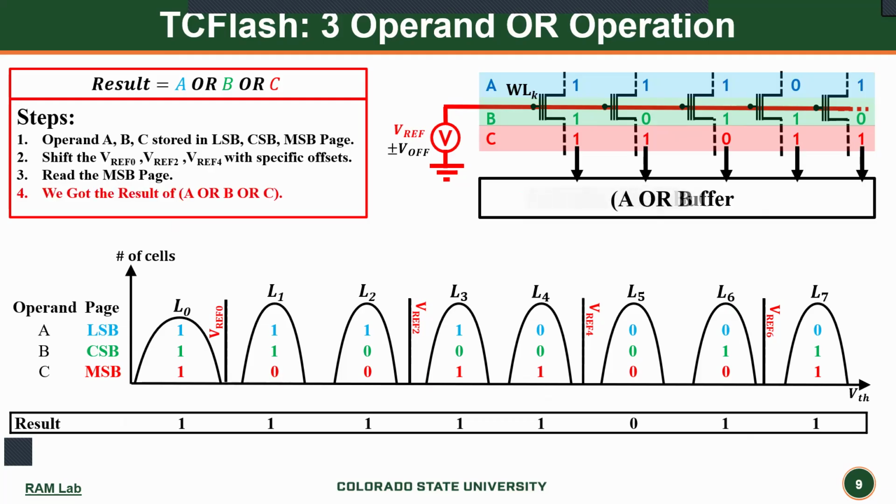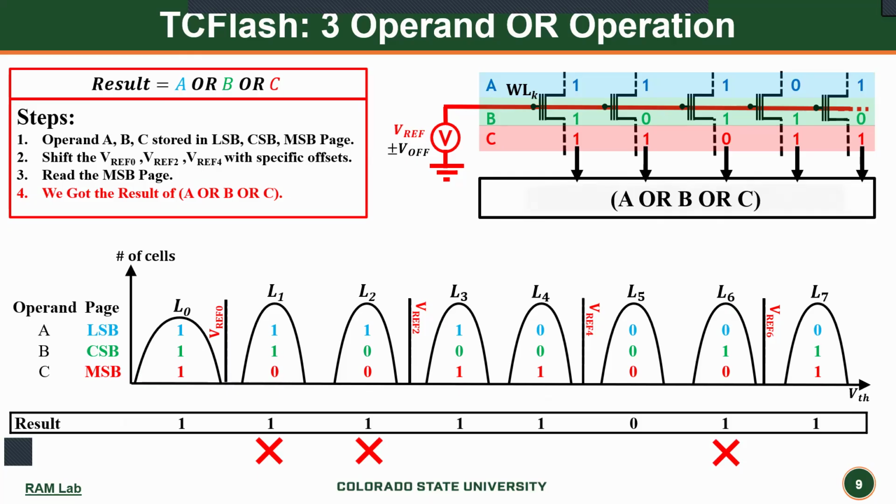And then we get the result of the OR operation between these 3 operands. But how are we getting this? Just by changing the offset. If we take a deeper look at the VT distribution, and compare the MSB page and the expected result, the only changes between them are the L1 state, L2 state, and the L6 state.